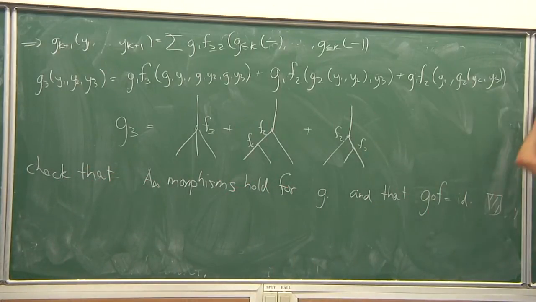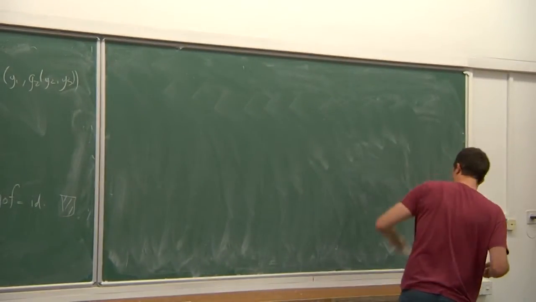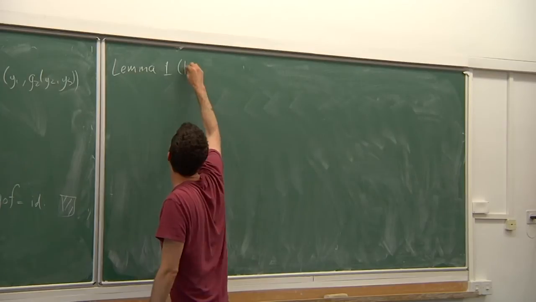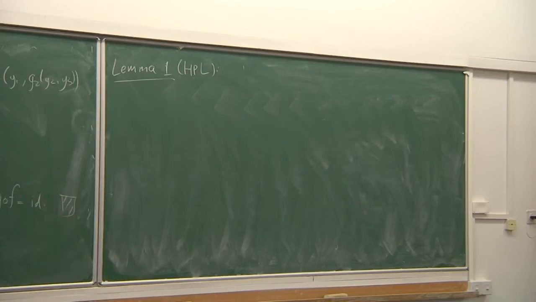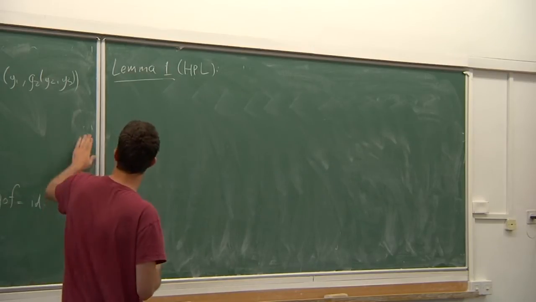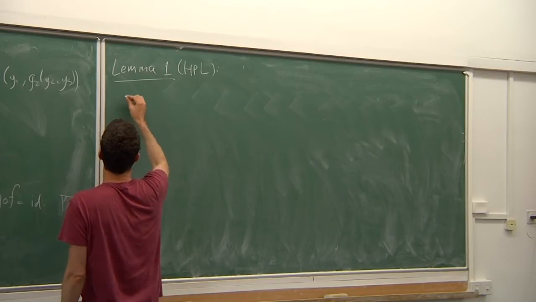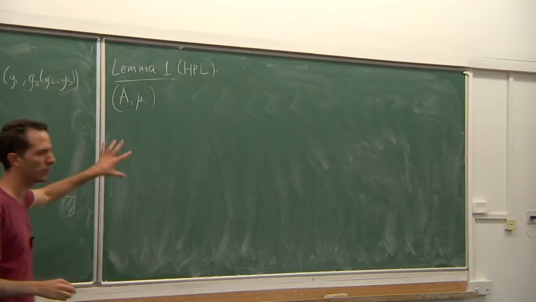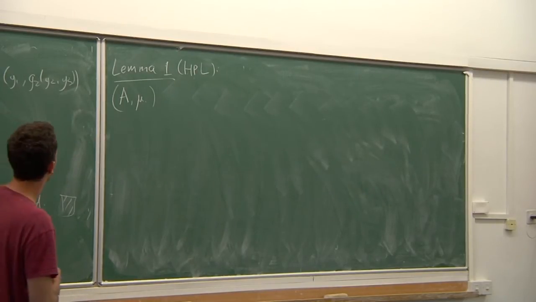And now I want to prove lemma 1, the homological perturbation lemma. And we'll find that really it's a kind of no-choice construction. Almost no choice. I'll explain what I mean. So what do we want to do? We have our A infinity algebra, and we want to construct an A infinity structure on HA, and morphisms and homotopies that relate to the original A infinity structure.